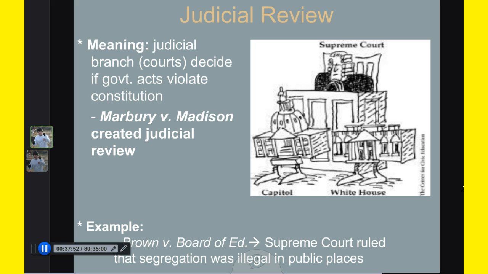Segregation does not give people equal protection under the law. Therefore, the Supreme Court wiped out and said that all schools had to integrate. All public places had to integrate racially. Here you have the Supreme Court telling the legislative branch and the executive branch at the state and national level they had to do something. They had to make a change. That's a very important power. That's a really powerful responsibility.